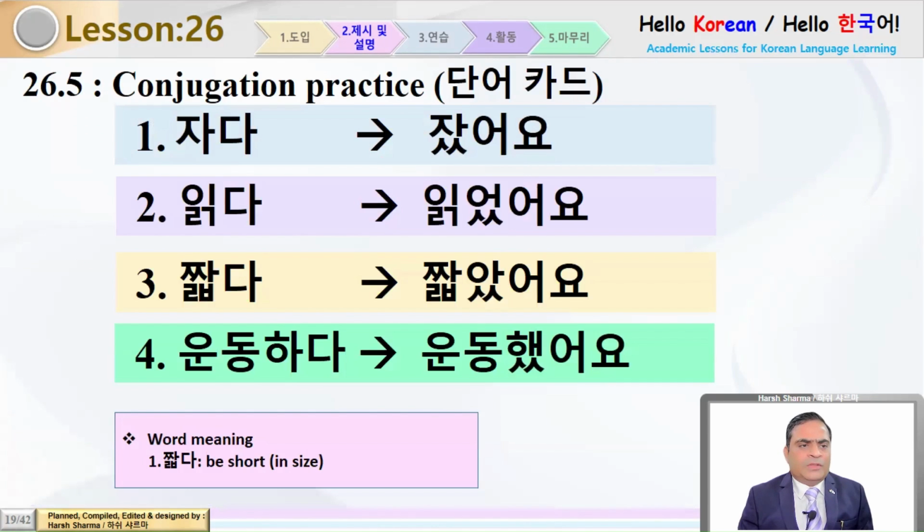Now, let's do the conjugation practice. You have to tell me the answers. Answers are already here, but still, let's do it, Yorobun. Number 1, chada will be chassoyo. Number 2, ikta will be ilgossoyo. Number 3, chalta will be chalbassoyo. And number 4, undong hada will be undong hessoyo. So till here we have completed how this grammar is attached with verbs and adjectives.